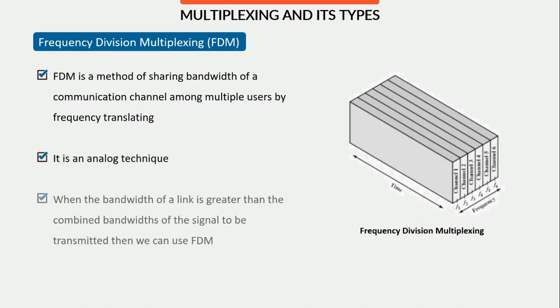When the bandwidth of the link is greater than the combined bandwidth of the signals to be transmitted, then we use FDM. We can see in this statement that the bandwidth of the link should be greater than the combined bandwidth of the signals. That means the bandwidth of the signals must be lesser than the bandwidth of the link, then we are using FDM, right? There is a requirement of using FDM in that case.